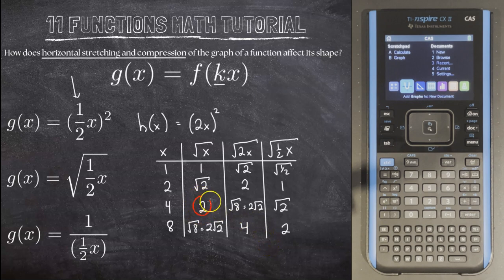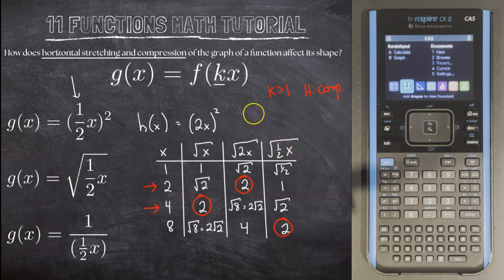Let's just look at the value of 2. When the y value on our graph is 2, in our original parent function, that value exists when x is 4. But when we put a value of k greater than 1, we can see that it now exists when x is 2. We've pushed it inwards horizontally to the value of 2. So this is going to be a horizontal compression.